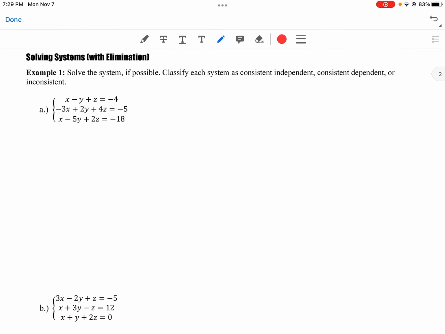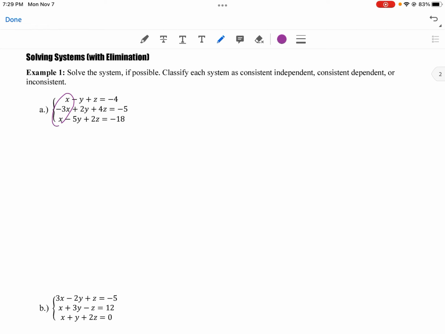So let's go ahead and see what that looks like. As we focus here, you can either focus on the x's, the y's, or the z's. In this case, I feel like any of these options could be good because at least there's one of each of those variables in a column. If you had something with 3y, 2y, and then negative 5y, I would not use that column because it's not going to be as easy to have things cancel out. So let's arbitrarily choose the x's, and let's focus on trying to cancel out those x's.